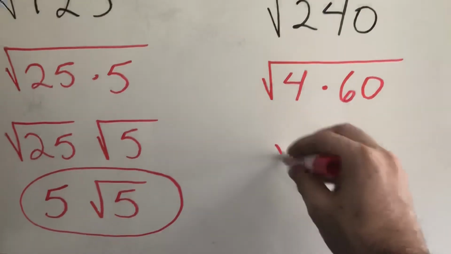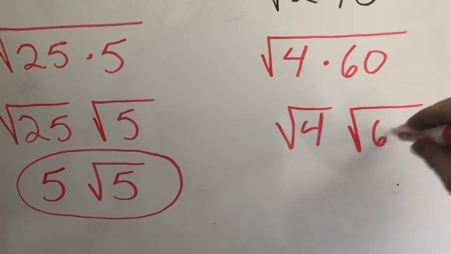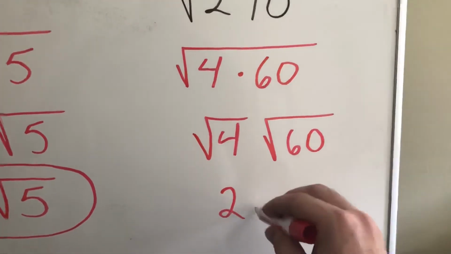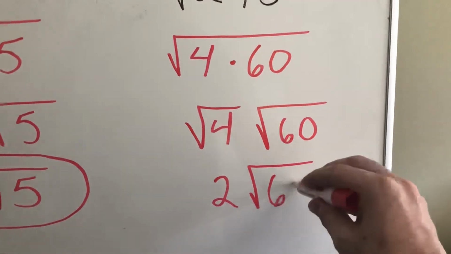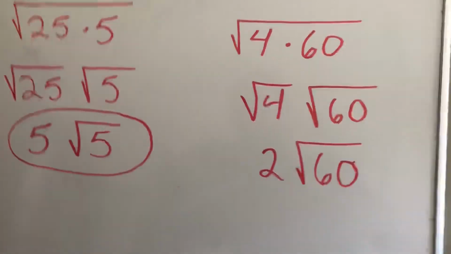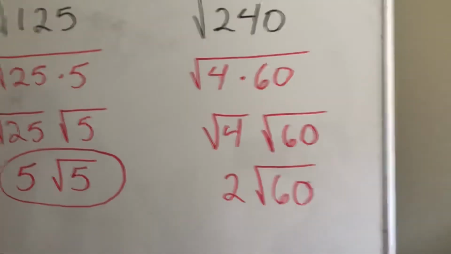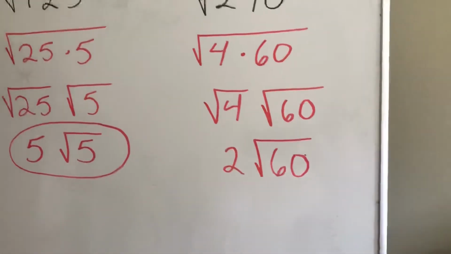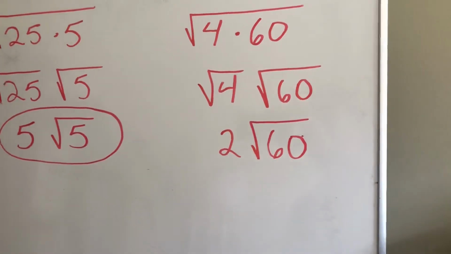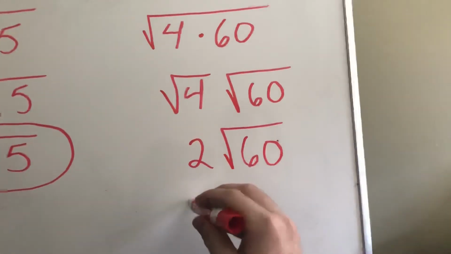So let's just break this up. Let's make it root 4, root 60, and I'm going to turn that root 4 into a 2 root 60. Now it looks like the previous examples we did, but we have to make sure that all of our radicals are simplified in order to say that we are done. Root 60. Does it have any perfect square factors remaining? 4. Right off the bat, we see that's a factor. So I'm going to factor out root 4 again.